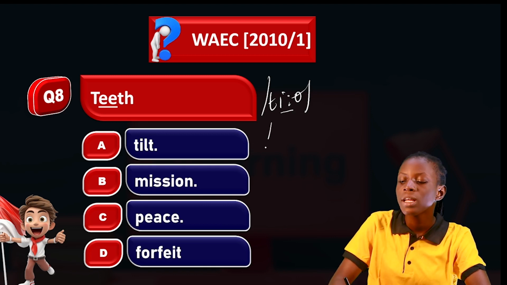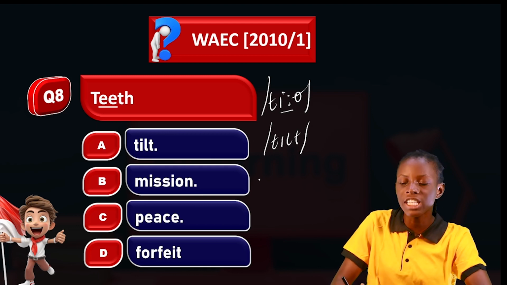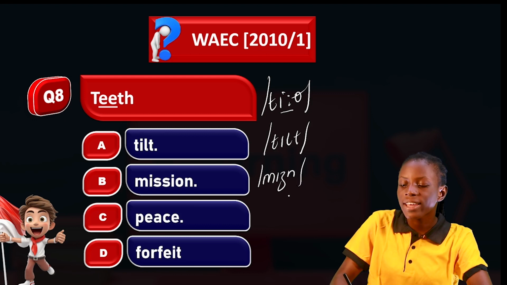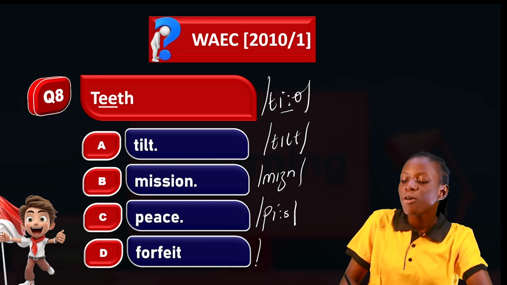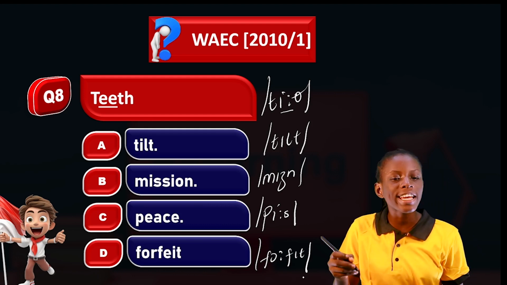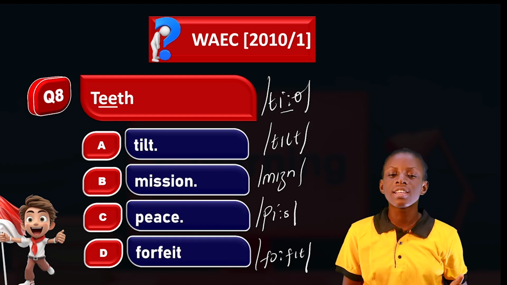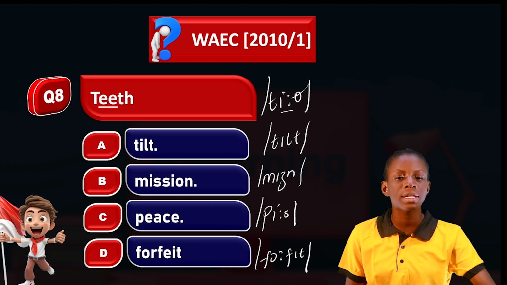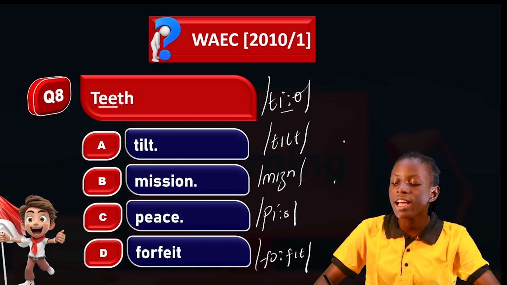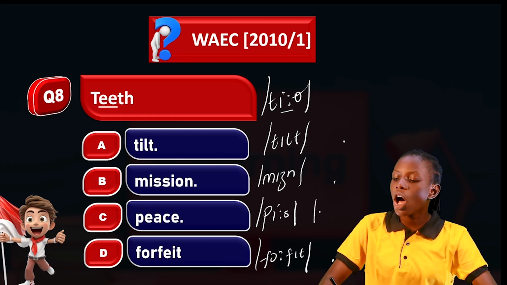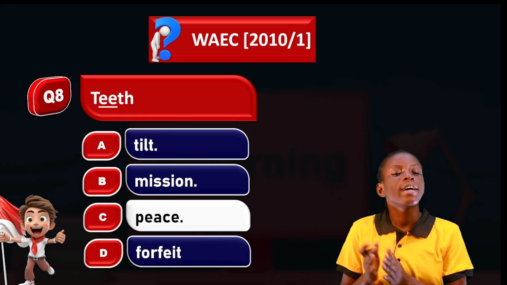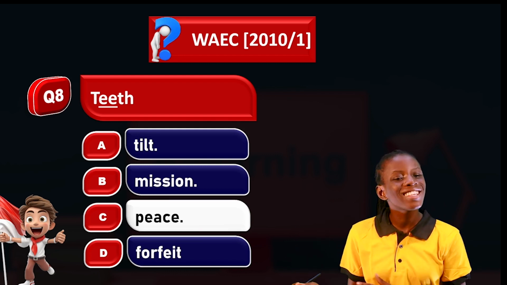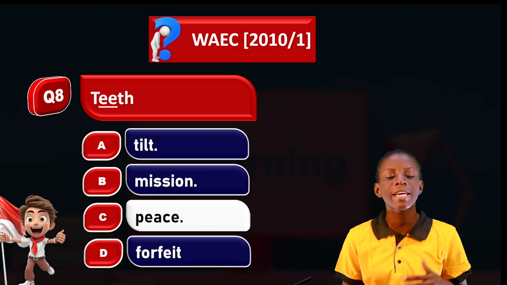I have our option A, tilt, to be short E. Option B is vision, transcribed as E-sion. And I have our peace to be E. I have our option D, forfeit, having the short E sound. So what is our answer? Teeth is the given word. Note that options A, B, and D have the short E sound, while option C has the long E sound. So it's clearly option C, peace. You see our teeth and our peace have similar vowel sounds, making peace our answer.